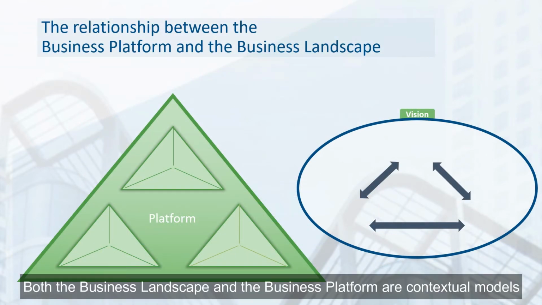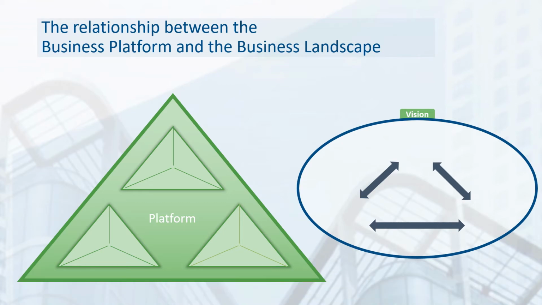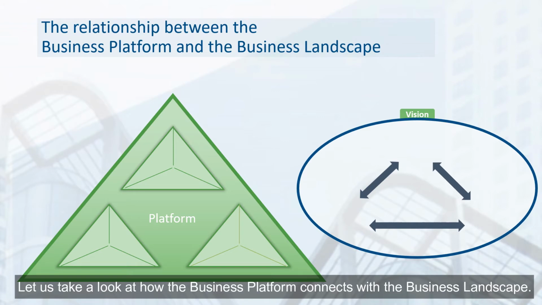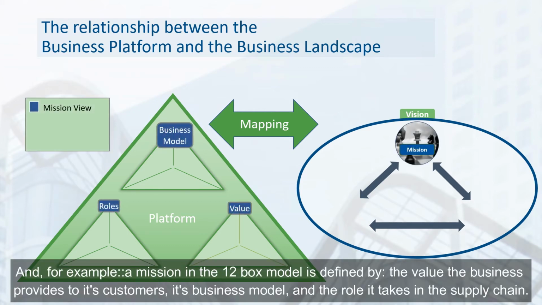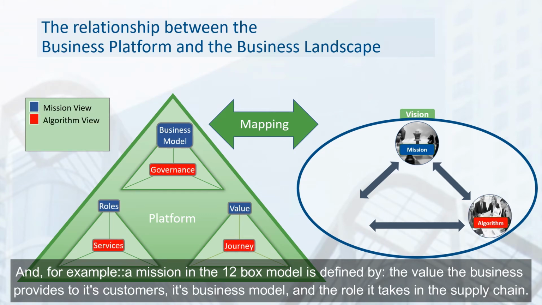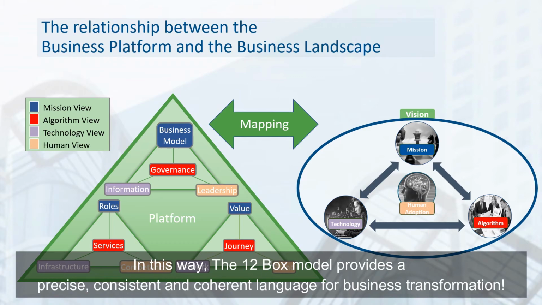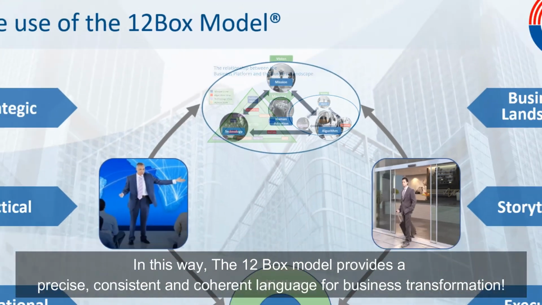Both the business landscape and the business platform are contextual models. Let us take a look at how the business platform connects with the business landscape. As you can see, there is a precise match. And, for example, a mission in the 12-box model is defined by the value the business provides to its customer, its business model, and the role it takes in the supply chain. In this way, the 12-box model provides a precise, consistent, and coherent language for business transformation.